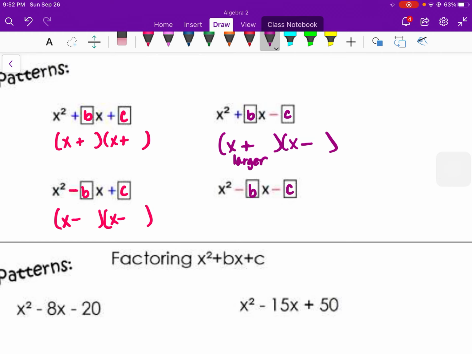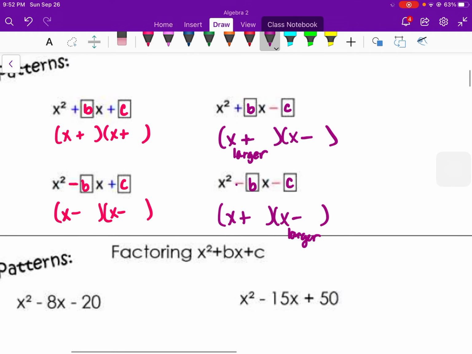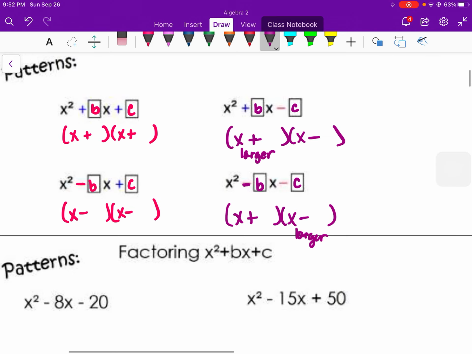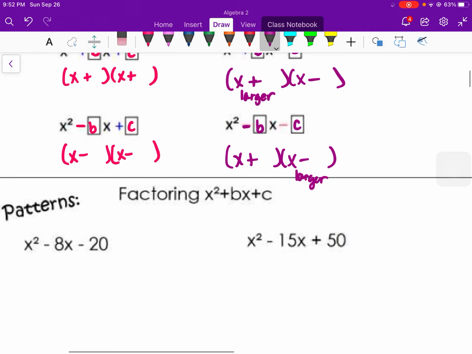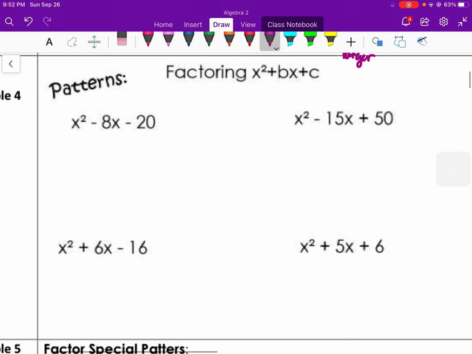And then the same thing, if B is negative and C is negative, then you have one of each. But this time, the larger factor is going to be the negative one, because when you add a positive and a negative, you want your sum to be negative when you're done. So the larger one has to be the negative of the two. So for example, I'll show you some problems where that works.